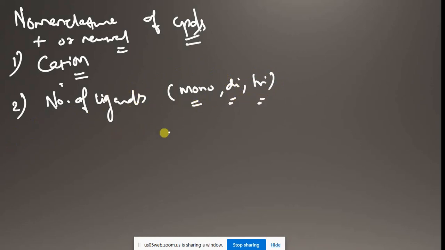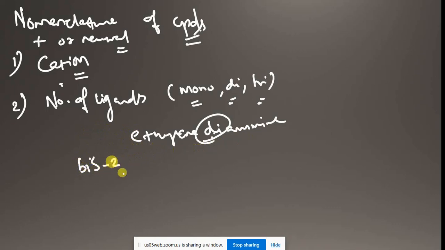But in the case of ligands already having words like mono, di, tri, for example, ethylene diamine. Here there is already a word di in it, so we should not write diethylene diamine. So in this case, what do we have to do? We have to use the word bis.